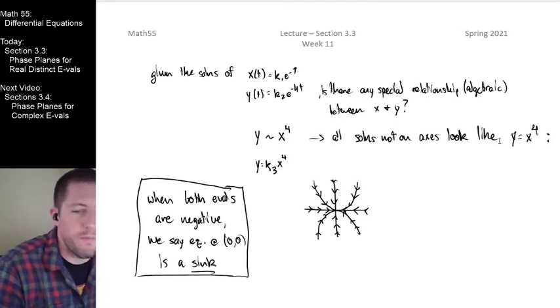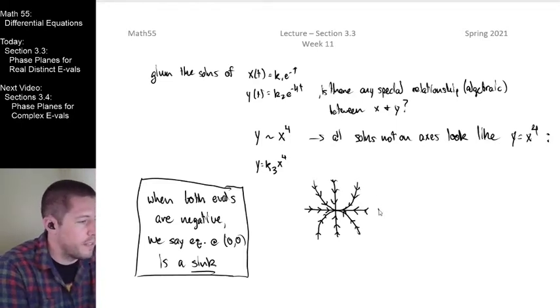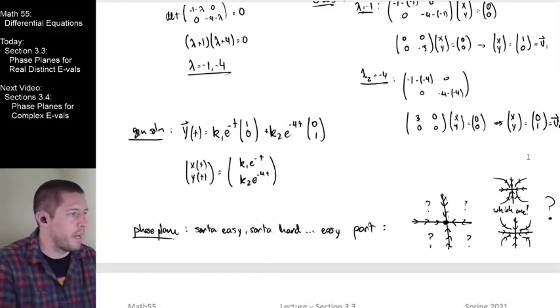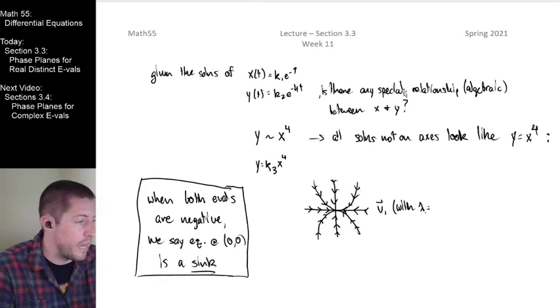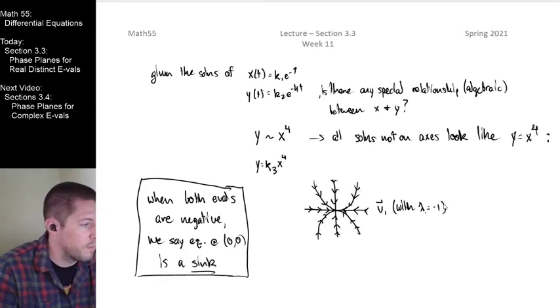But it seems like things were following in the x-axis here, right? This was our v1, which went with lambda 1. And so again, I just want to make sure I'm keeping these organized in my mind. 1, 0 is the x-axis. That's what I'm calling v1, and that was associated with lambda equals negative 1.